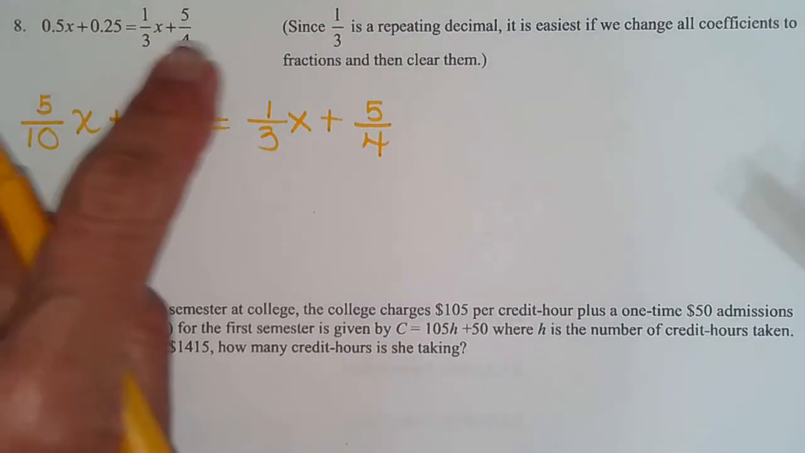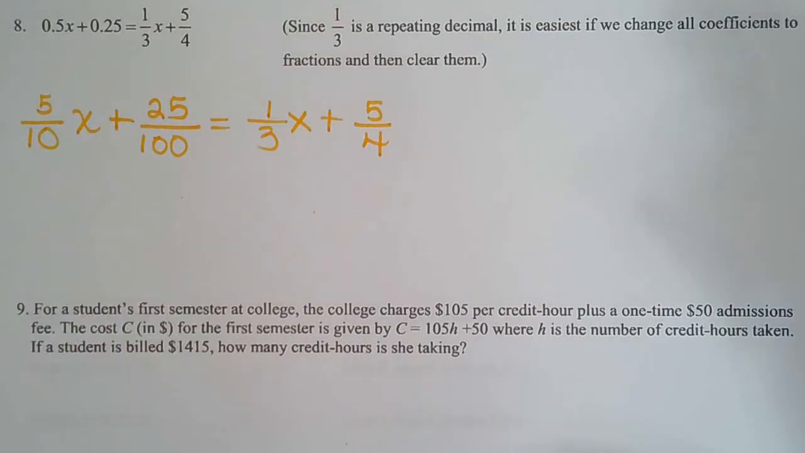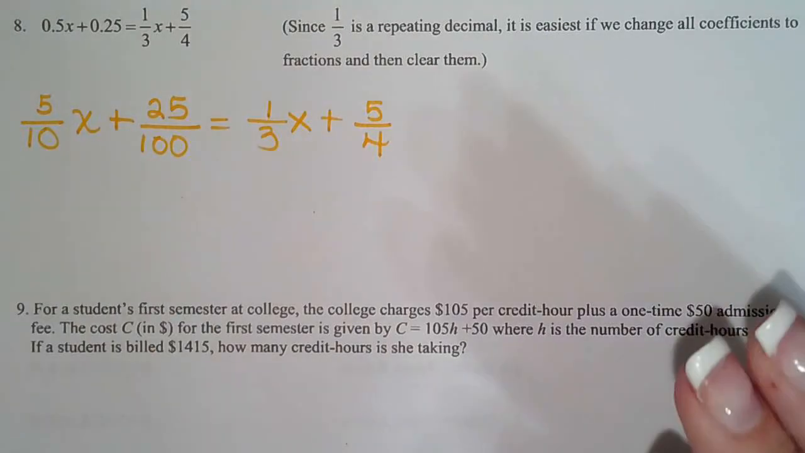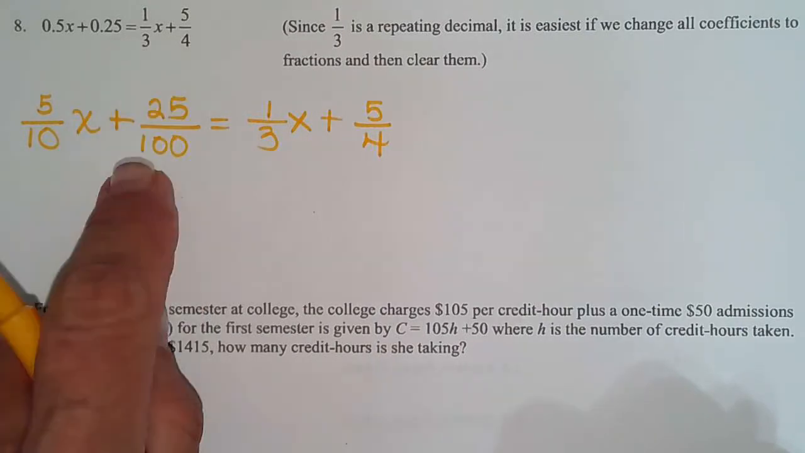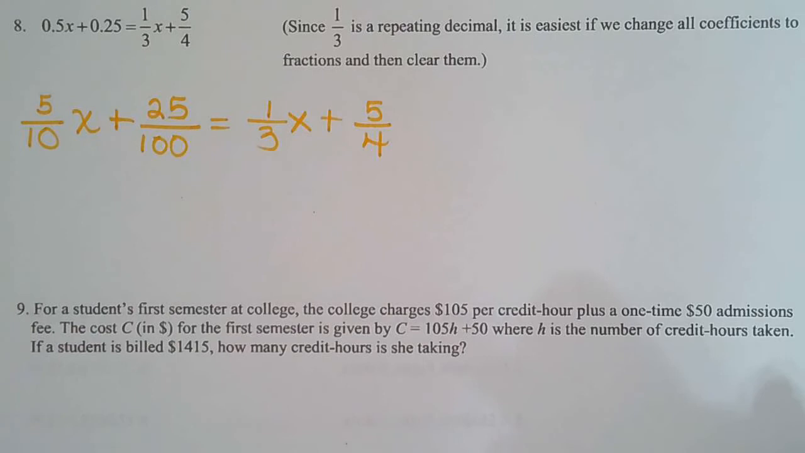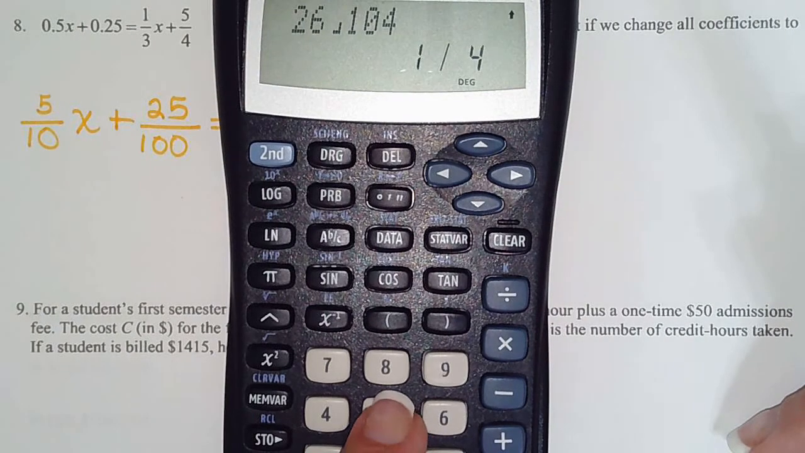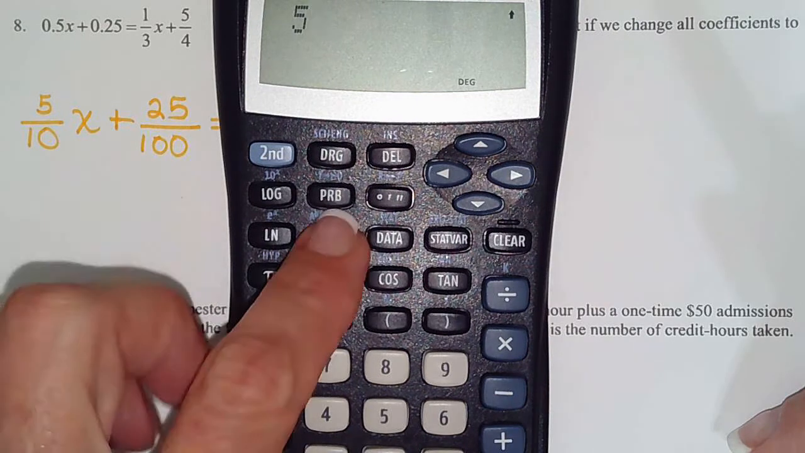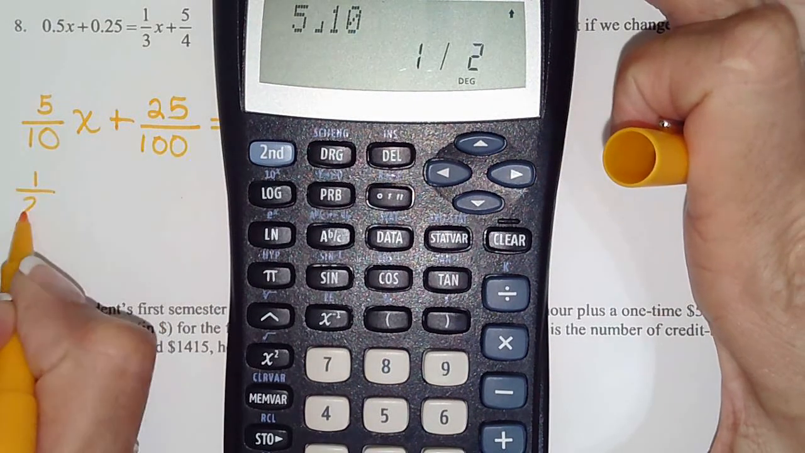It's really hard to find an LCD when part of them are decimals and part of them are fractions. So you need them either all fractions or all decimals. But since that's not a nice decimal, that tells you to make them all fractions. But then I go, oh, look, these can be simplified. So let's simplify them. So remember, our calculator does it. 5 fraction bar 10, which we all know is 1/2. So this is going to turn into 1/2 x.